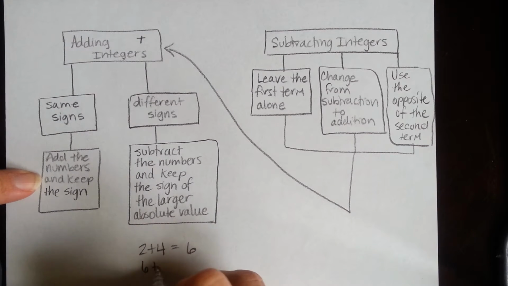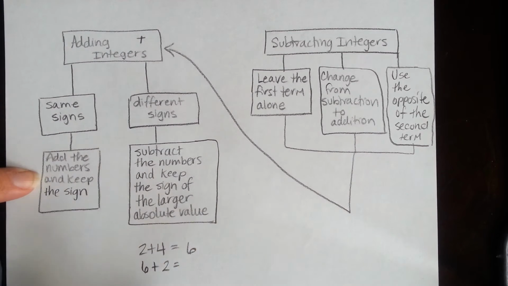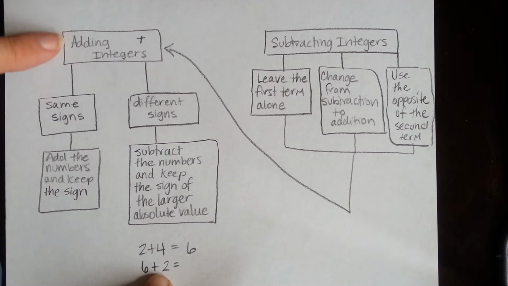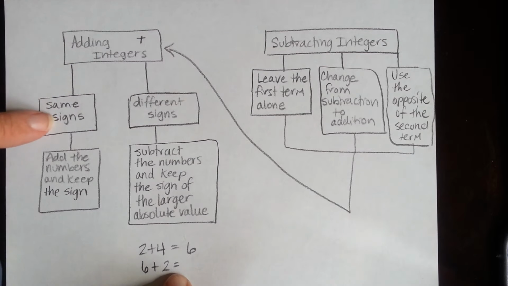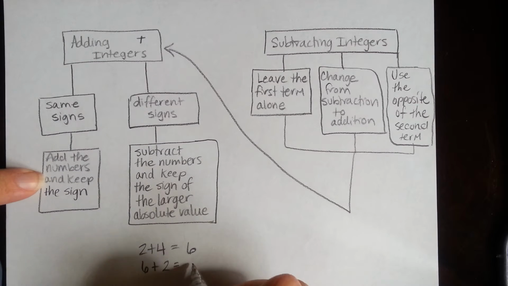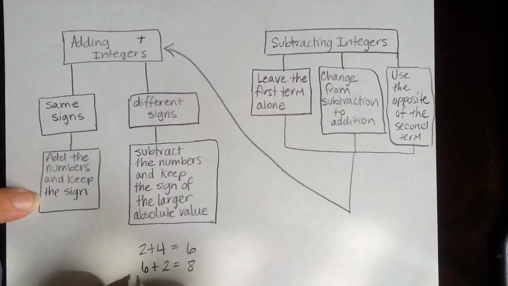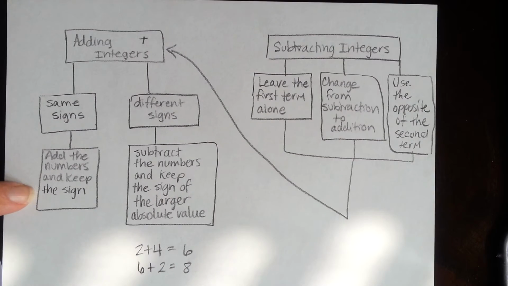If I was doing 6 plus 2, I have addition, so I'm going to be adding the integers. Both of them are positive numbers, a positive 6 and a positive 2, so they have the same signs. So I'm going to add the numbers. 6 plus 2 would be 8, and I'm going to keep the sign. They were both positive, so it's going to be a positive 8.